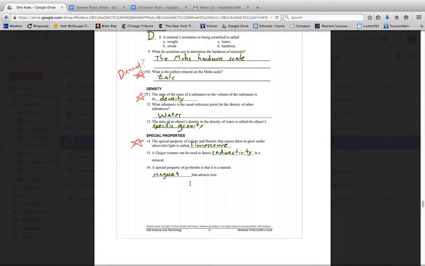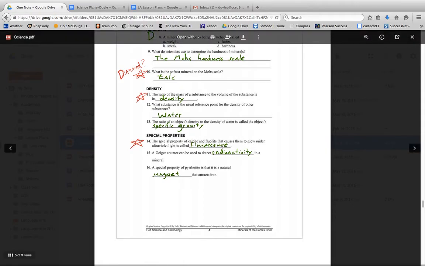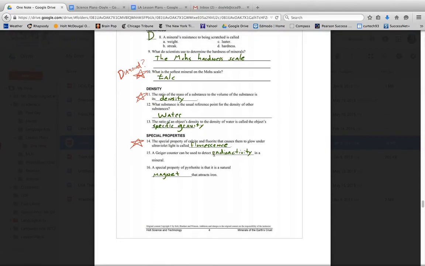And then special properties, like calcite and fluorite, they glow under ultraviolet light. They're fluorescent. 15, a Geiger counter can be used to detect radioactivity in a mineral. And 16, a special property of pyrrhotite is that it's a natural magnet that attracts iron. So those are some special properties.